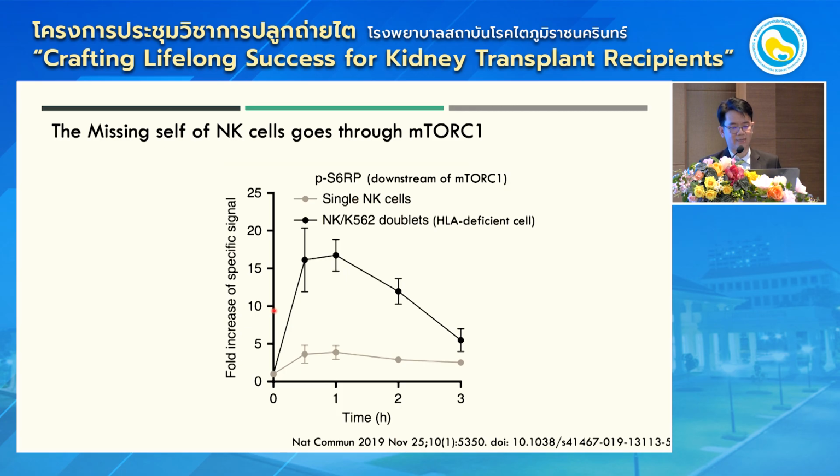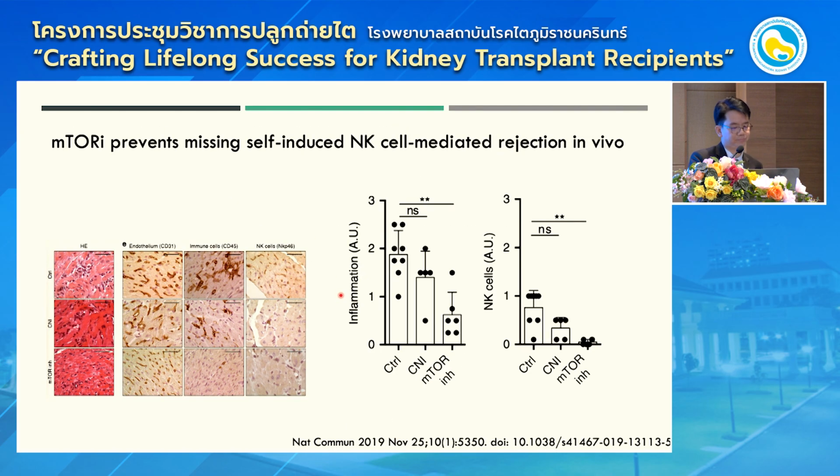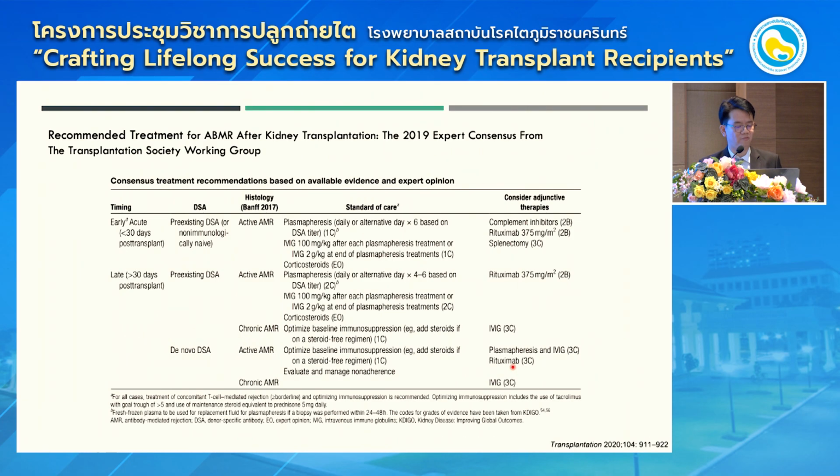Shown here, this study shows that mTOR complex 1 activation has been found in the NK cell that had been activated by the missing cell signal. And the mTOR inhibitor has been shown to prevent the missing cell signaling for NK cell rejection.